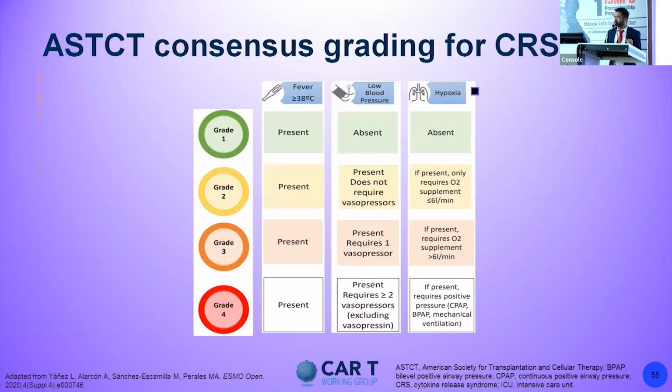So this is the grading system. Three things: fever, hypotension, hypoxia. So you see here, if you have only mild fever, it could most likely be grade 1. And if you have some hypotension and you don't require vasopressors, it becomes grade 2. If you require one pressor, grade 3, more than one, grade 4. And if you have hypoxia, of various degrees, you grade it this way, and you trigger your treatment based on this grading. But also there is a clinical sense to it.